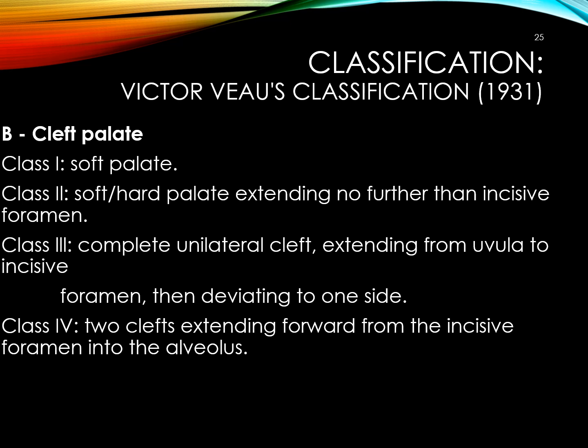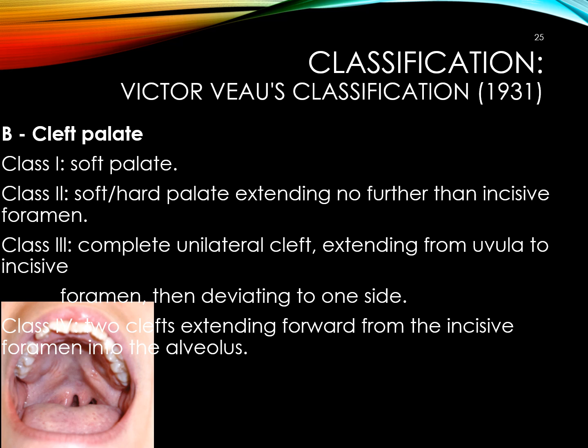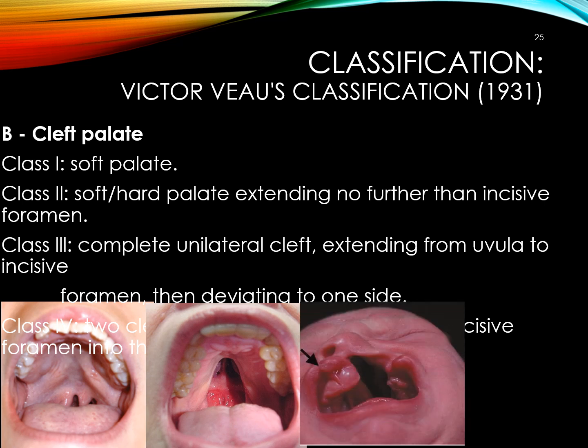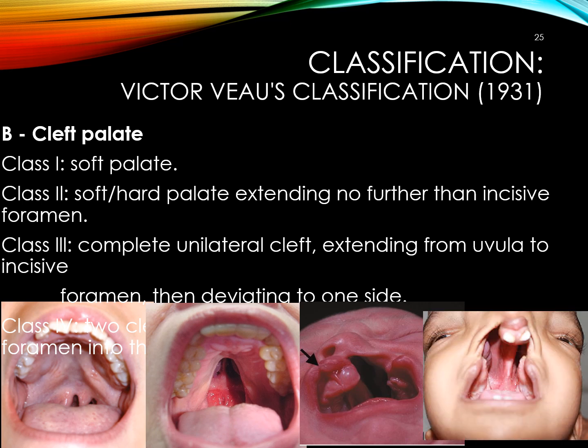Group B, cleft palate. Class 1, soft palate cleft. Class 2, soft and hard palate extending no further than the incisive foramen. Class 3, complete unilateral cleft extending from the uvula to the incisive foramen, then deviating to one side. And class 4, two clefts extending forwards from the incisive foramen into the alveolus.